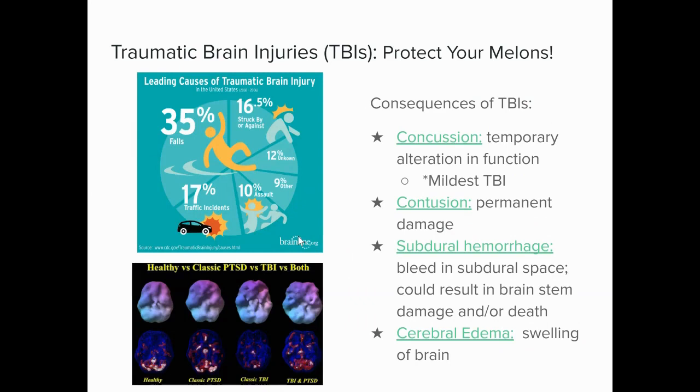All right, traumatic brain injuries. All right, protect your melons, everybody. A TBI is a traumatic brain injury. Right. Very, very common are concussions. This is the temporary alteration in function. So most of the time, a concussion, or any kind of brain injury, I should say, is from, you can see the chart over here, 35% are falls, traffic incidents are next, struck by something or against something. There's 12% unknown, 10% assault, 9% other.